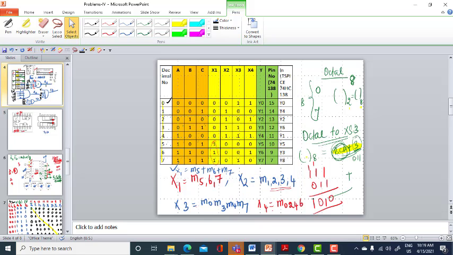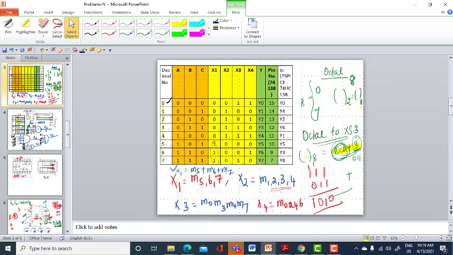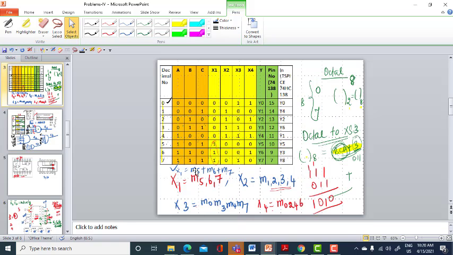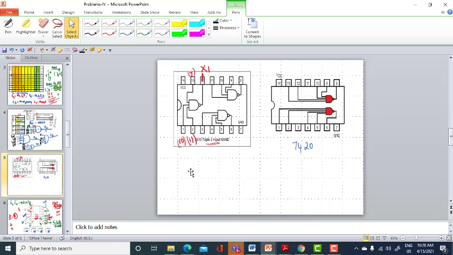Okay. So what is the meaning of this? X1 is M5, 6, 7, which means if any of your minterms 5, 6, 7 is 1, your output X1 has to be 1. Keep that in mind. So these have to be connected together. M5, M6, M7 in a decoder are Y5, Y6, and Y7.